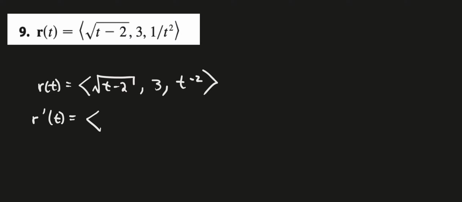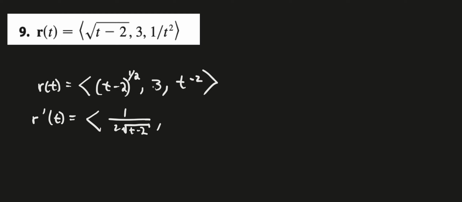So this, actually, I should rewrite this, is t minus 2 to the 1/2 power. So if I wanted to take the derivative of this, I can take this 1/2 in front, and this is t minus 2, and then raise that to the 1/2 minus 1, which is going to give you negative 1/2 power, or of course, 1 divided by 2 root t minus 2. That's also an equivalent way.